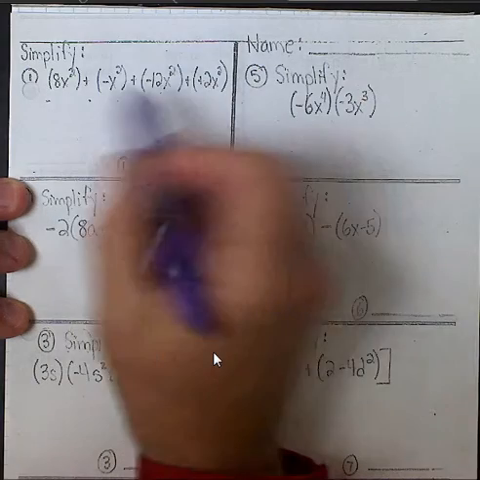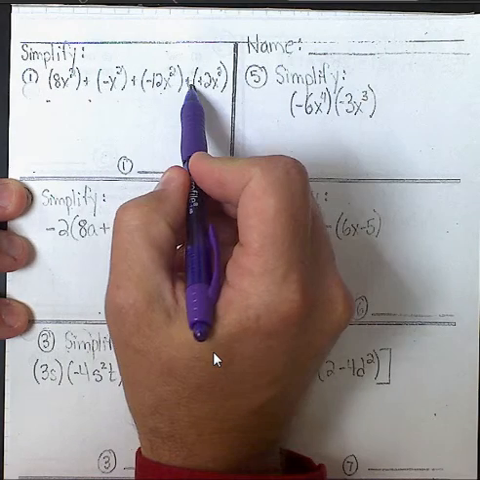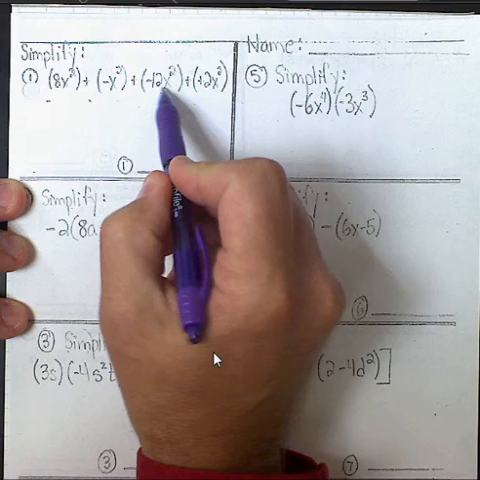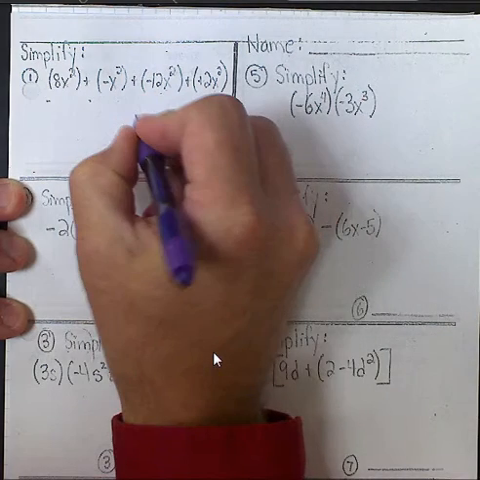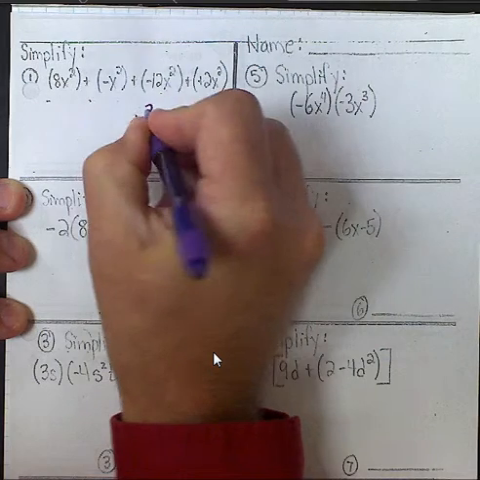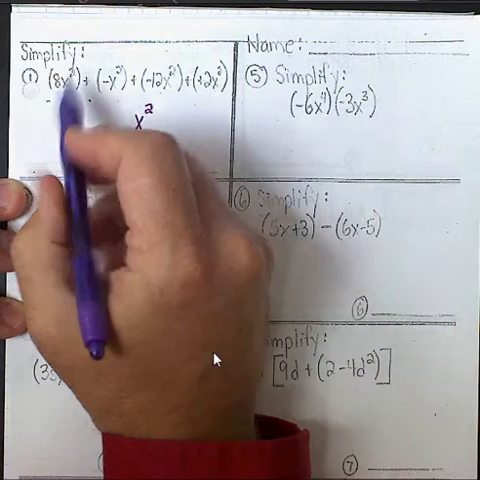Question number 1, if you take a look, we're adding. And if we're adding, we're looking for like terms. Each and every term has an x squared in it, so you can add it. When you're adding like terms, the term or the variable piece itself always stays the same. I just have to add the numbers in front.